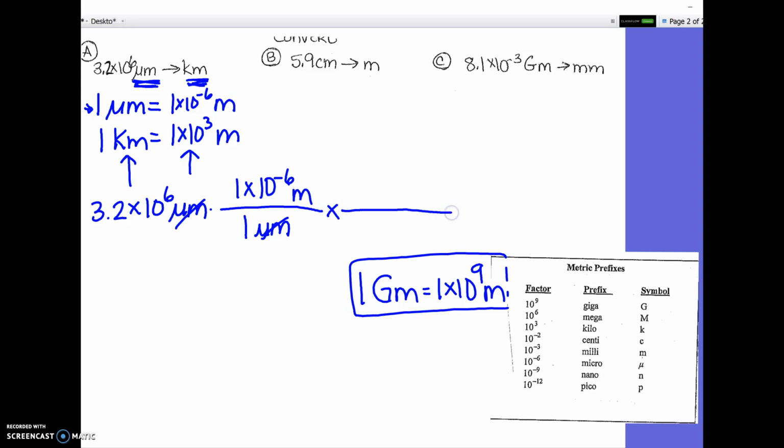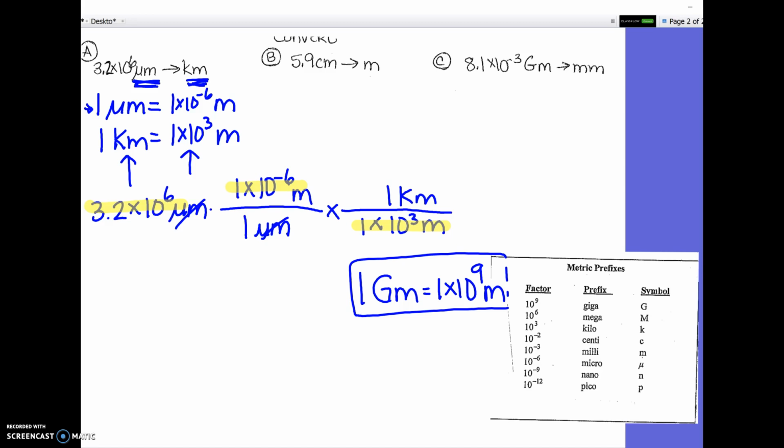My second step, I need to get rid of meters, and now I want to get to kilometers. So I want meters on the bottom this time, and I see 1 times 10 to the 3rd meters is 1 kilometer. Now in your calculator, what you would literally plug in would be 3.2 times 10 to the 6 times 1 times 10 to the negative 6 equals, get an answer, then divide that by 1 times 10 to the third.